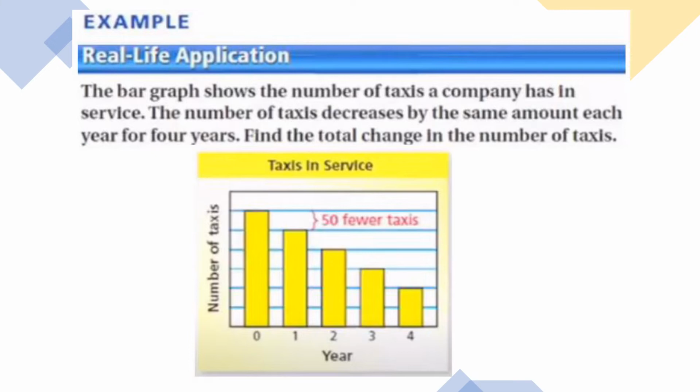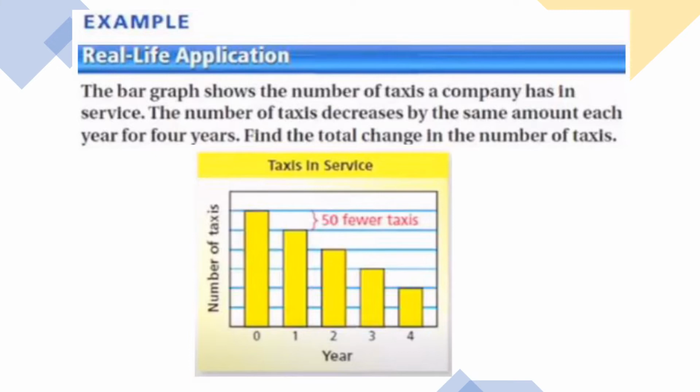And we see the bars, what have you all seen happening to the bars? Year 0 has the tallest bar, right? And then year 4 has the shortest bar. What happened in between them? You should be seeing that it's getting smaller and smaller. It's decreasing, right? So they told me this. They said the number of taxis decreases by the same amount each year for 4 years.